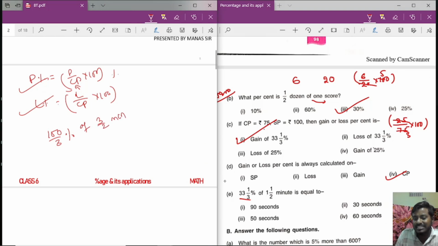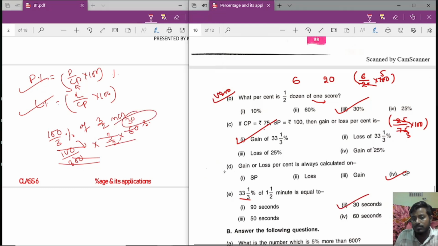But here the answer is in seconds. So now minute will also be converted into second. So we can write 100 by 300, because percentage of means into 3 by 2 into minute means 60 second. Okay, now 0000 cancel, 3 cancel, 2 30 ja. So the answer is 30 second. So option number 2I is the correct answer.